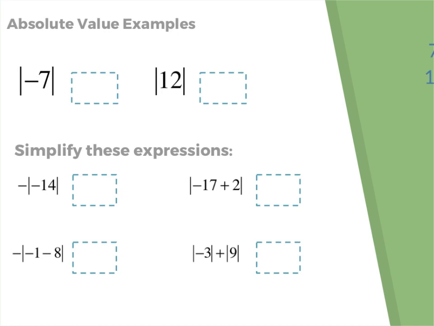So here I've got a couple of examples and then some expressions that you're going to try down there at the bottom. So the first thing I've got is negative 7 inside those absolute value bars. So the absolute value of negative 7 is 7 because that's how far it is away from 0 on the number line. I also have the absolute value of 12. And again, 12 is 12 spots away from 0. So I'm going to have 12 as the absolute value of 12. It's not the opposite, so absolute value does not mean opposite. The opposite of 12 is negative 12, but I'm not asking for the opposite, I'm asking for the absolute value. And the absolute value of 12 is 12.